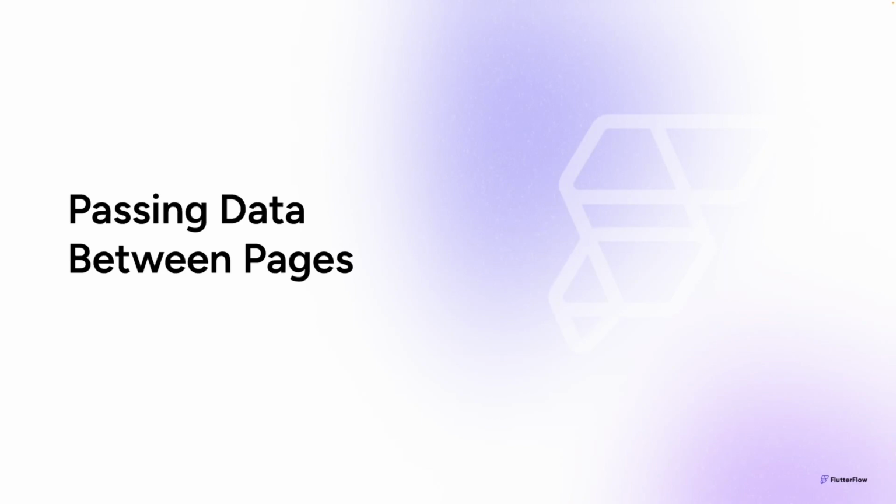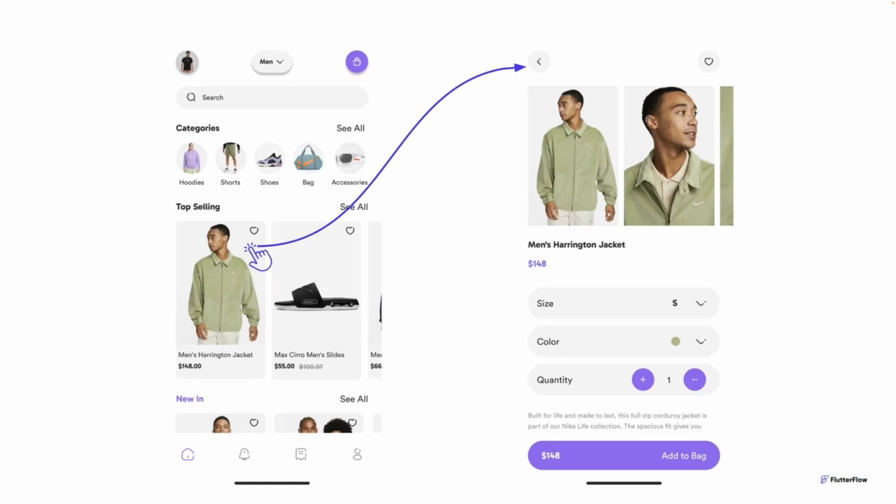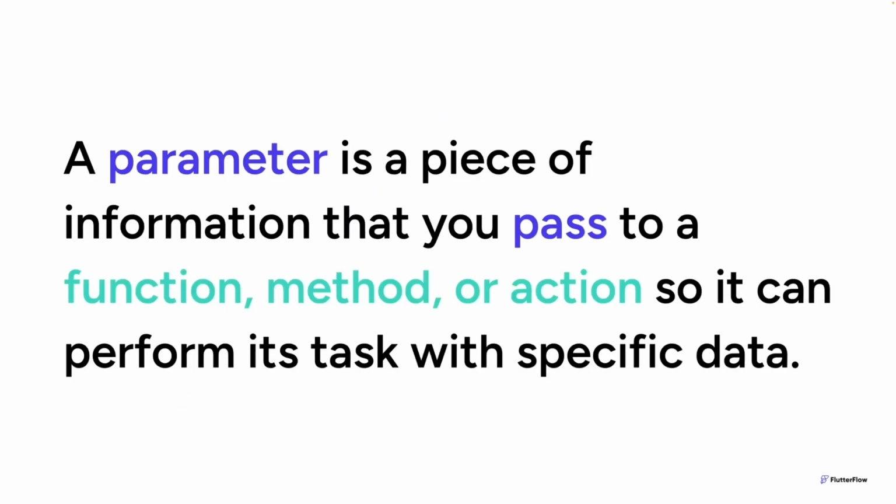As you build your app, you often encounter the need to pass through or transfer data from one page to another. For example, when a user taps on a product item, you may want to send product data to the next page to display its detail. This process of passing data between pages is accomplished using parameters.